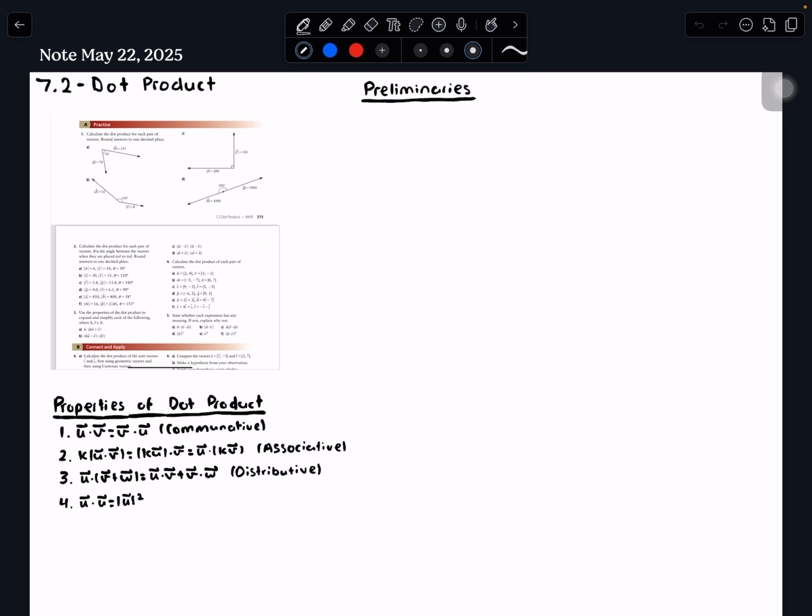We're now beginning our second lecture series on section 7.2 for the review of homework on the dot product. All right, let's get into it. So some preliminaries to set up.